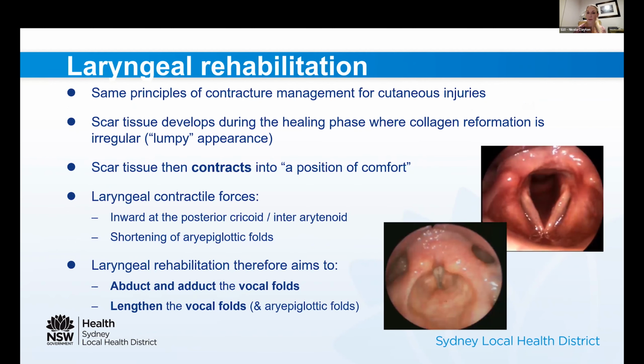So our rehabilitation has the same principles for contraction management as for cutaneous issues. Scar tissue tends to develop during the healing phase where collagen reformation is irregular, and we get that sort of lumpy type appearance, and then it contracts into a position of comfort. So for a larynx, that would contract into a position where it draws the arytenoids together and also shortens the aryepiglottic fold. So what we really focus on trying to do is range the larynx as much as we possibly can. Certainly abducting the vocal folds and then gentle adduction, but we also try to lengthen the folds as well to try and stretch not only the true vocal folds, but also the aryepiglottic folds as well.